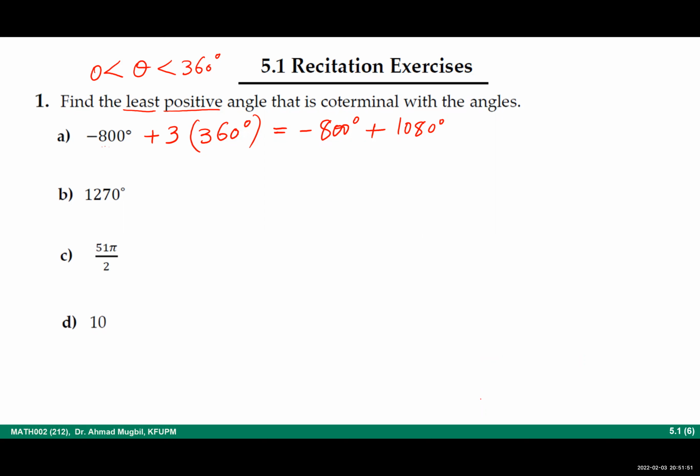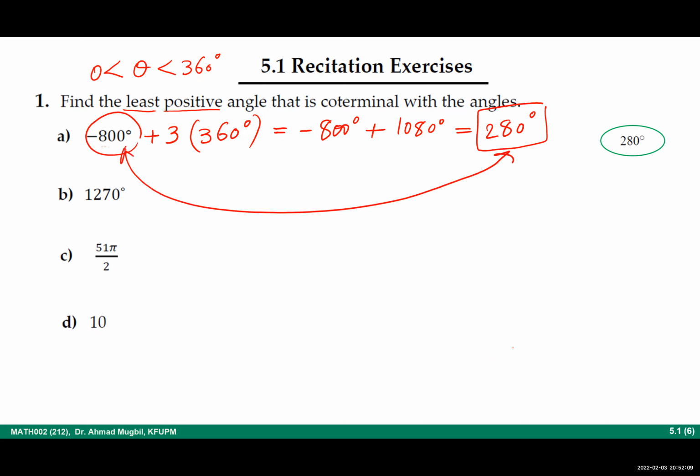Now, what you have here, just add, and you will get 280 degrees. So this is the least positive angle coterminal with negative 800. Now you can answer the question in which quadrant, because they are coterminal, so they have the same terminal side, so they all have the same quadrant. So this is 280 degrees. Here it is.